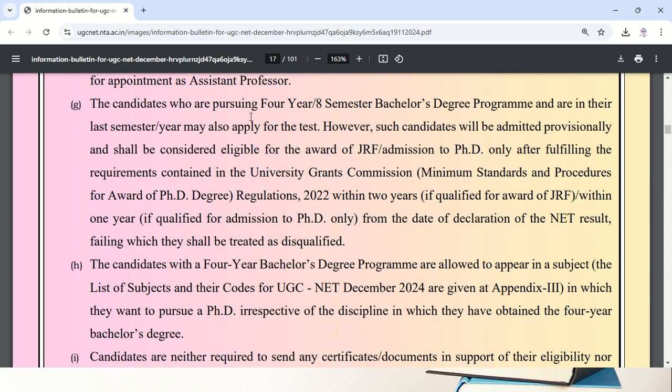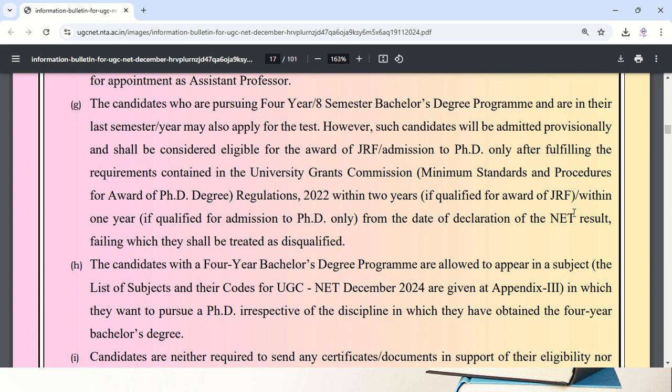And for candidates who are pursuing the 4th semester, same thing. However, such candidates will be admitted provisionally, considered eligible for award of JRF and PhD admission. That is the minimum eligibility criteria for this one, and as per the regulation of 2022, within 2 years if qualified for award. The same thing as for master's degree, as we told earlier: if you are appearing for the 4th semester, you need to complete within 2 years if you want to get JRF.